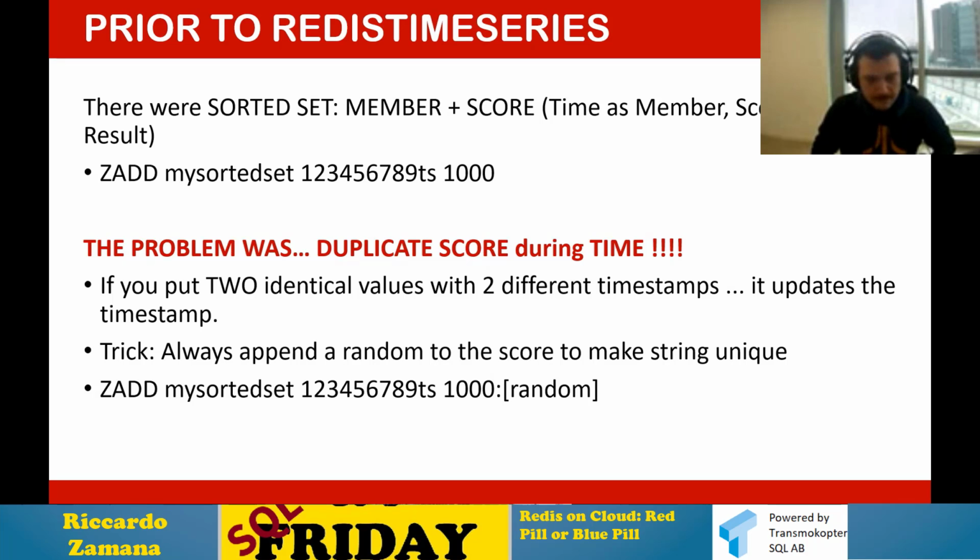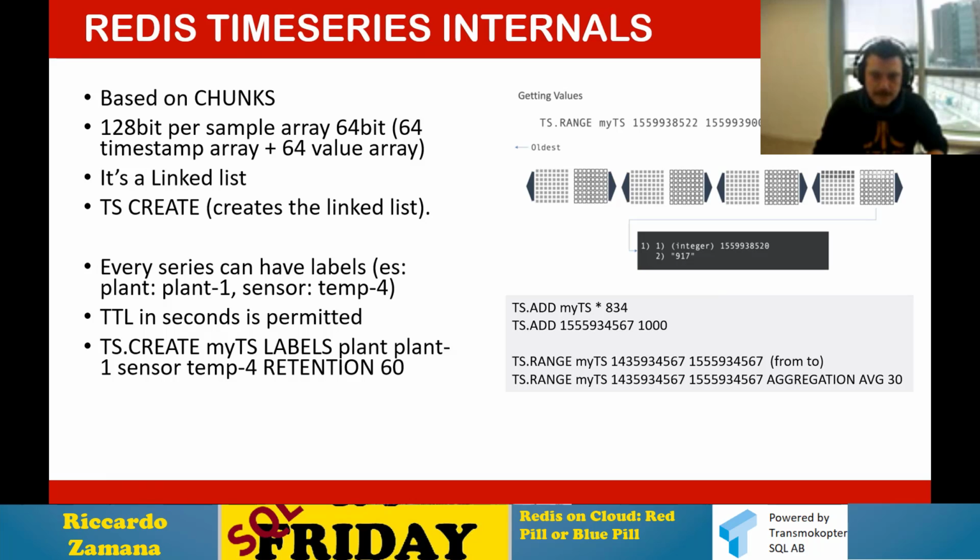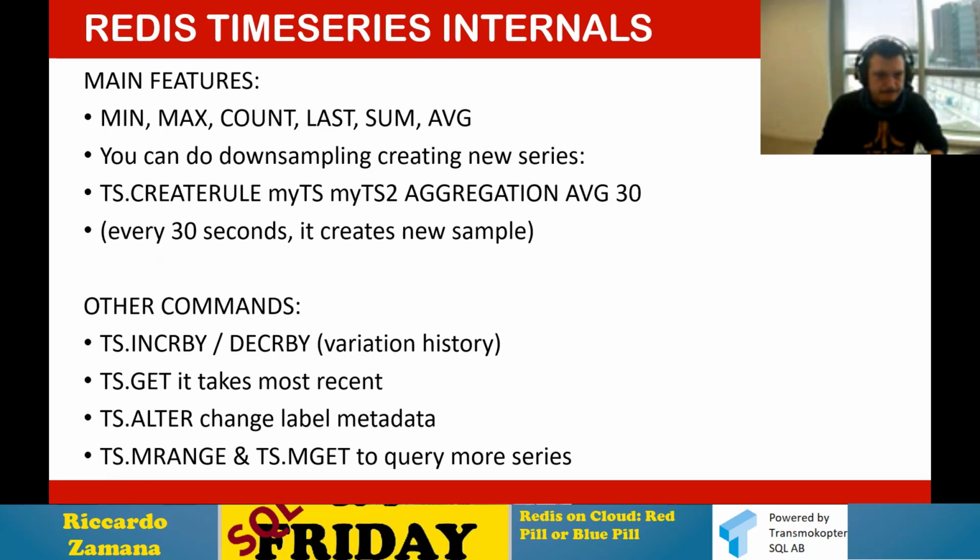So the trick was to append a sort of GUID after the score with a character in order to separate which was the right value and which was the GUID. Not very useful, but good in terms of ingestion, very bad in terms of searching. I skipped this slide, but my advice is to understand how a Redis time series is made. It is a sort of very, very efficient linked list. And Redis time series has the very basic commands in order to manage the series and in order to alter the series.